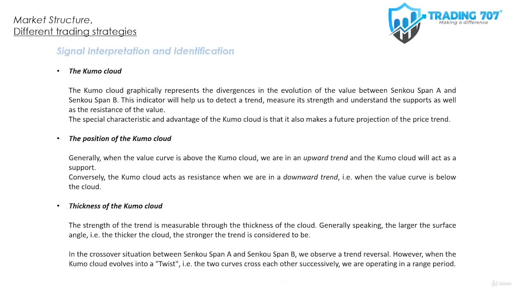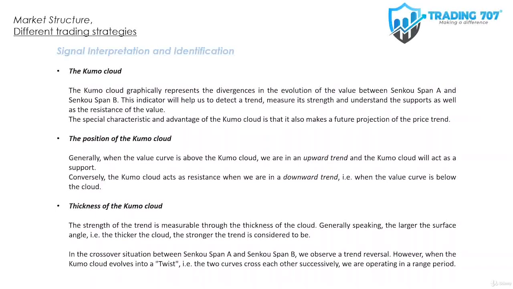Signal interpretation and identification. So, as we understood from the previous graph, the Kumo cloud graphically represents the divergence in the evolution of the value between Senkou span A and Senkou span B. This indicator will help us to detect a trend, measure its strength, and understand the support as well as the resistance of the value. The special characteristic and advantage of the Kumo cloud is that it also makes a future projection of the price trend.